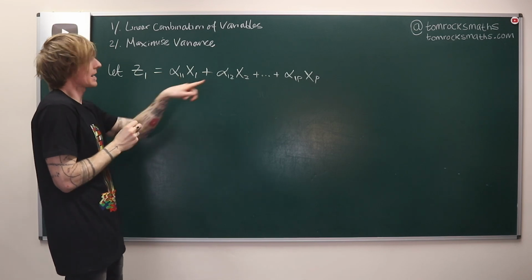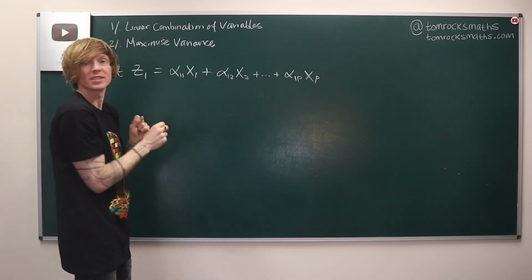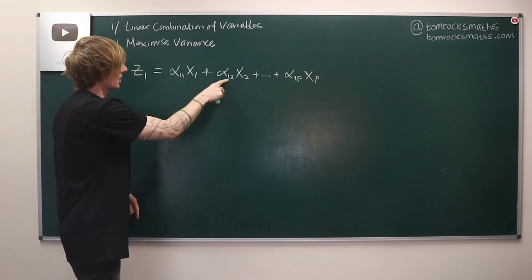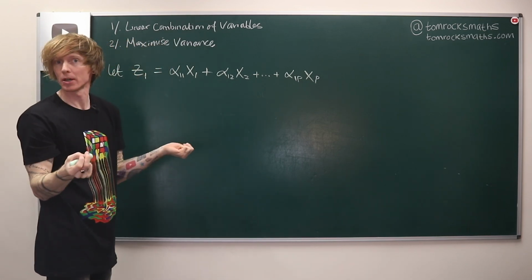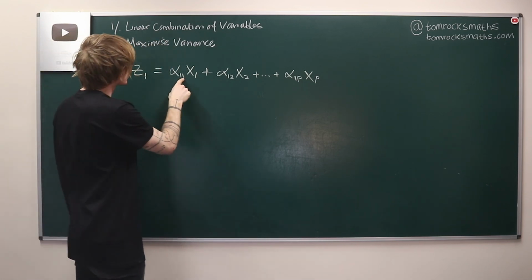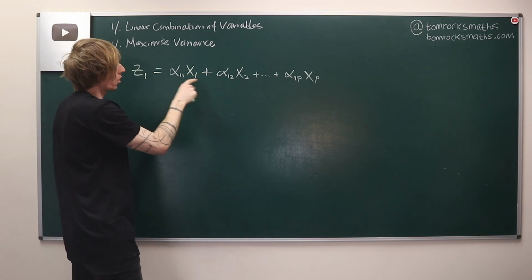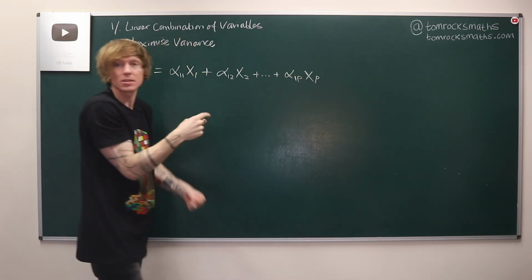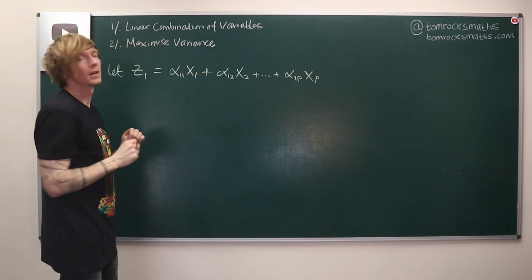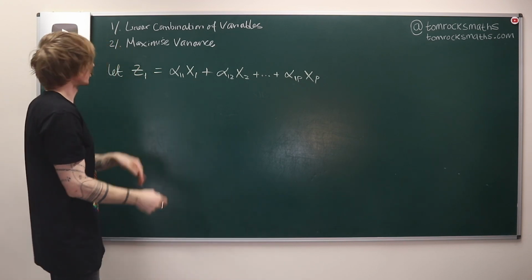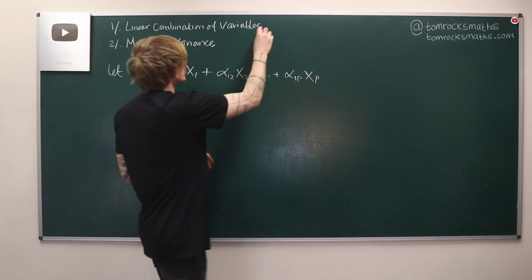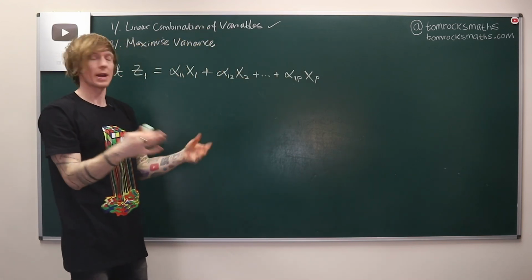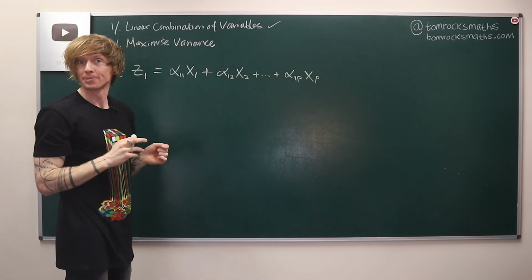So the 1 here in our coefficients alpha, this first one for all of them, represents the fact that we're looking for our first principal component. And then the second label here, 1, 2, and p, tells us which variable, which x, we are referencing. So this is now a linear combination of our variables. So we can tick that one off straight away. This is the general form.